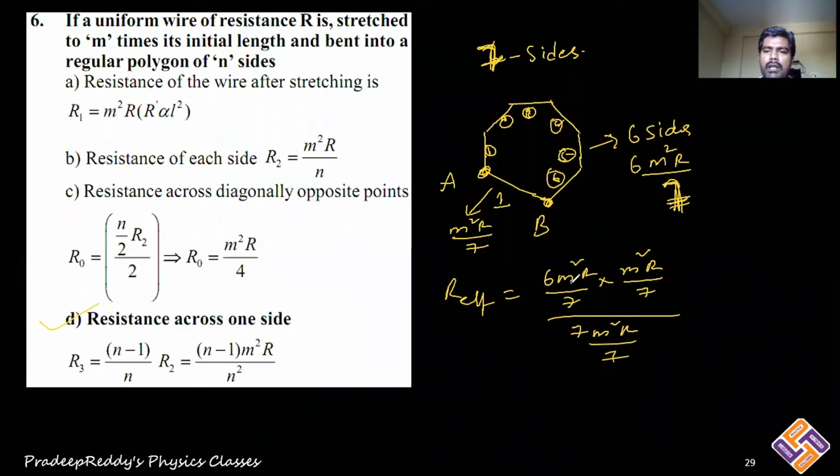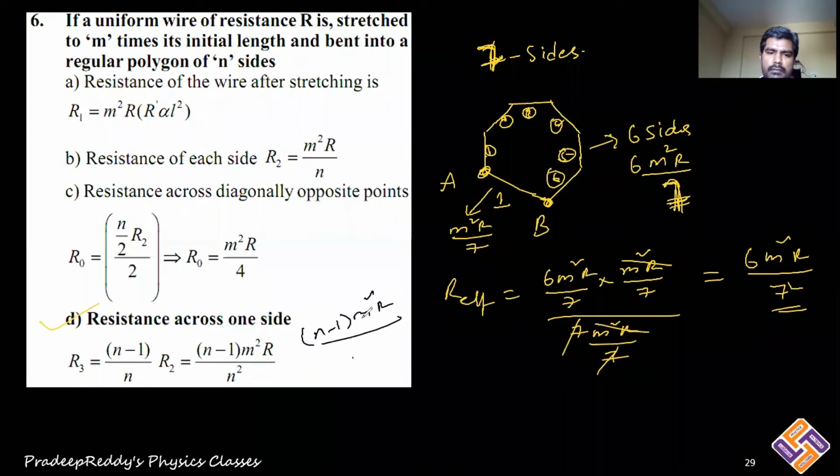Check it up. R1 R2 divided by R1 plus R2. So 6 plus 1 becomes 7 here. This 7 and 7 get cancelled. This m square r and m square r get cancelled. Finally we are left with 6 m square r divided by 7 square. Okay. Now you can cross check this. What is the 6? 6 is n minus 1. m square r divided by, what is the denominator? Denominator is n square. So any number of sides you can take, you can use this formula. n minus 1 into m square r divided by n square gives you the resistance across each side.